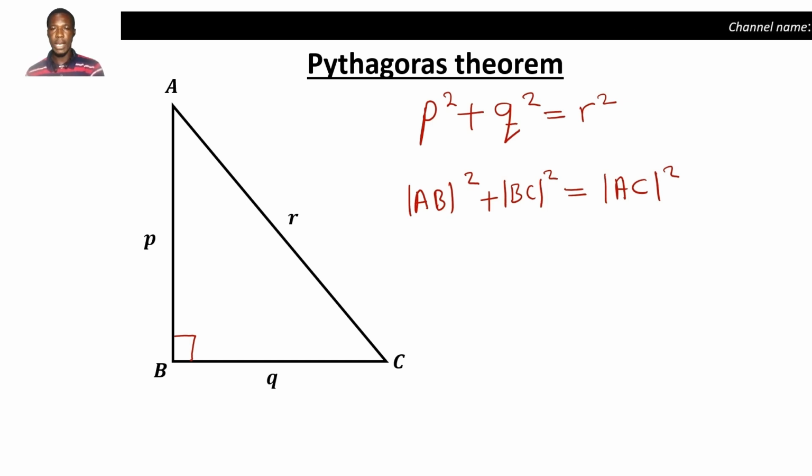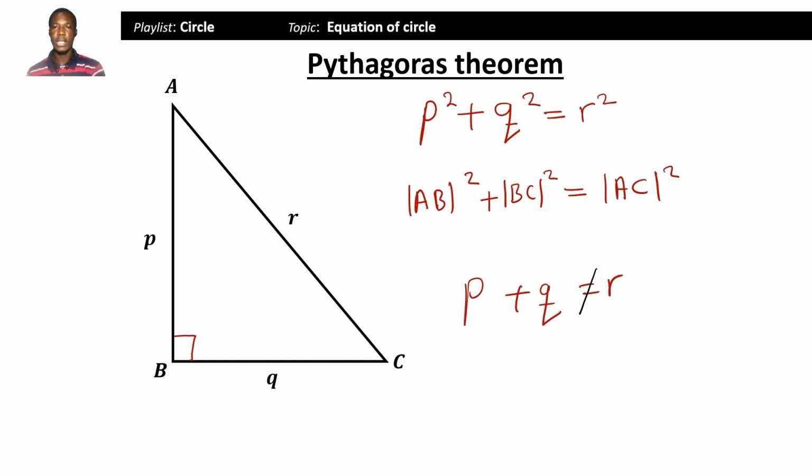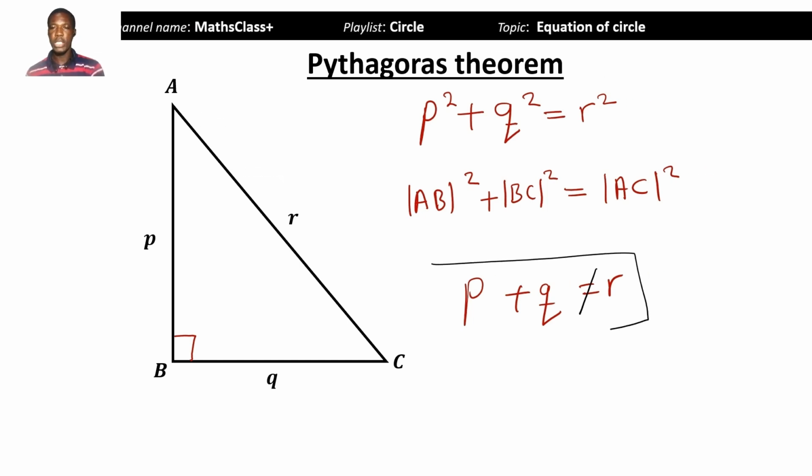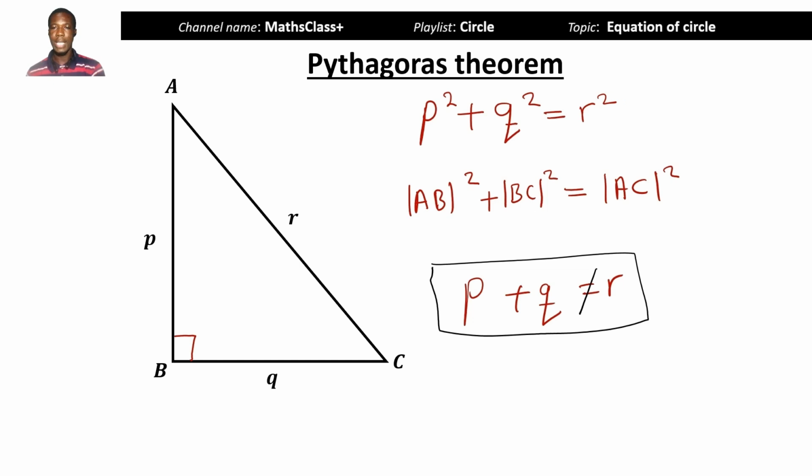Don't make a mistake to say that P plus Q is equal to R. These are not equal. They are not equal unless they are squared. So if you don't square them, they will not be equal. And so this expression here or this equation here does not talk about the Pythagoras theorem. So you take note.